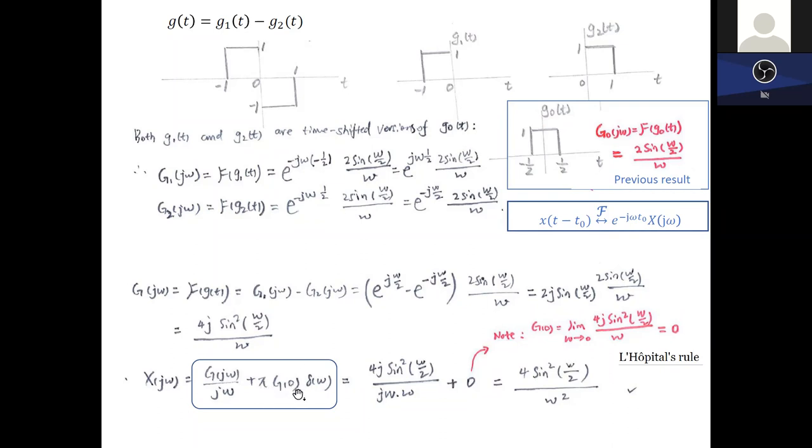Since G zero equals zero, it eliminates the second term. So the second term is just zero. We just retain the first term, and after a little simplification, it tells us the Fourier transform capital X is four times sine square divided by omega square.